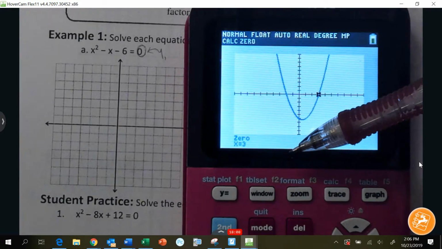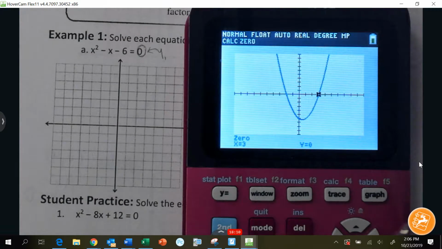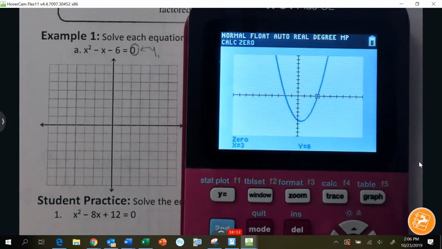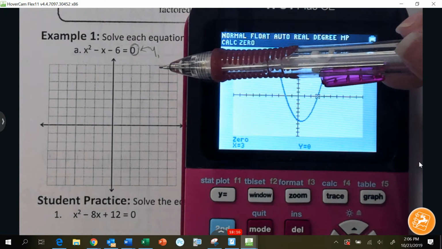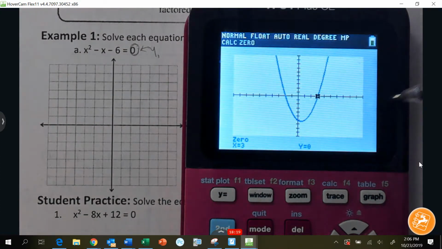We're going to do this again. Solve each equation by factoring. Where else, I mean not by factoring, by graphing. Where else could I get more points on this graph? From my graphing calculator.